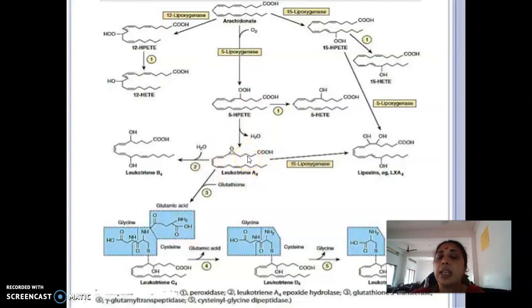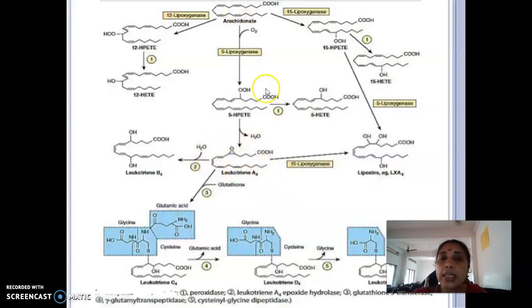Leukotrienes are of different types: LTA, LTB, LTC, LTD, and LTE. Leukotriene A, leukotriene B, leukotriene C, D, and E. There are different types of leukotrienes. The first one to be formed is leukotriene A, or A2, A4, etc. Then different subclasses are there. So the first compound to be formed is leukotriene A4, LTA4. You need not study the structure, you just study the name.